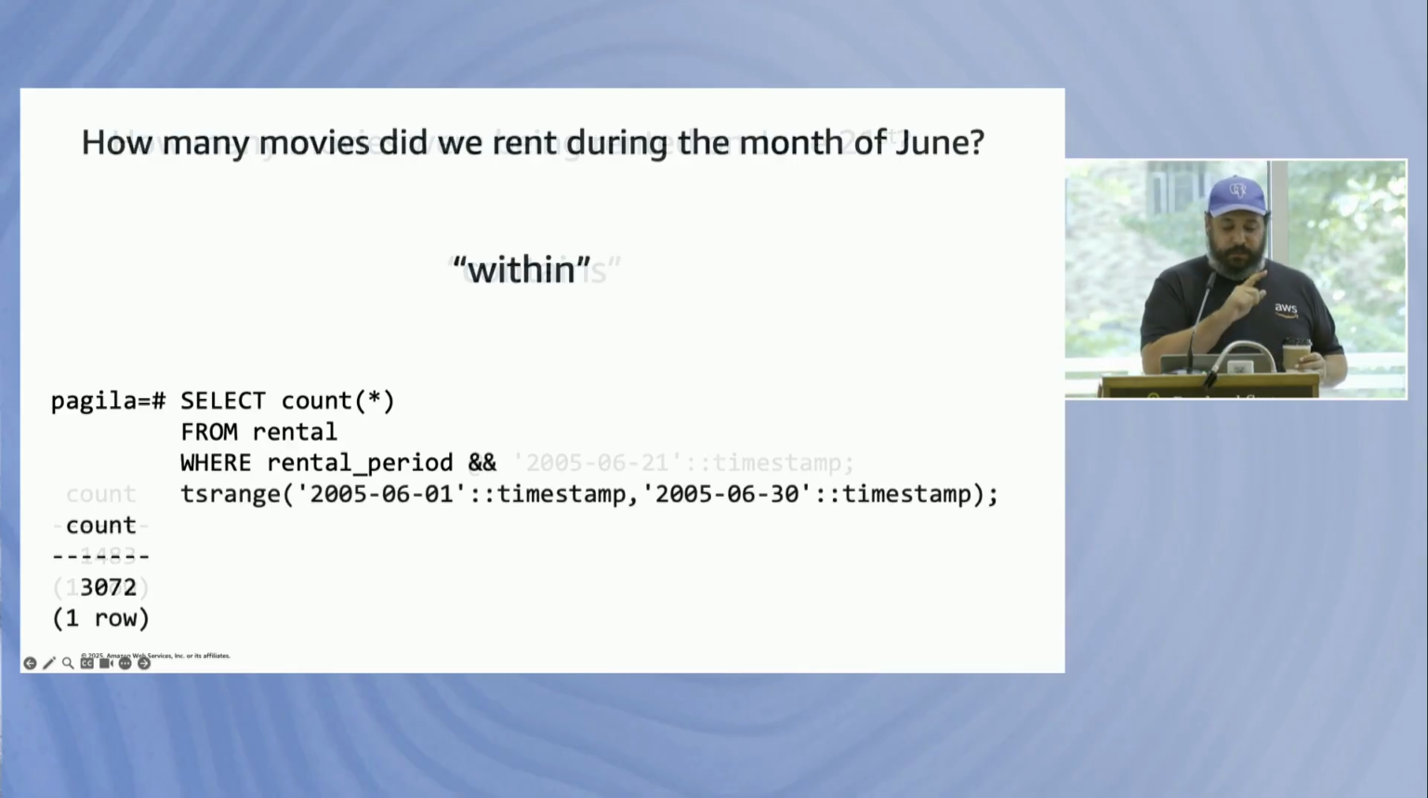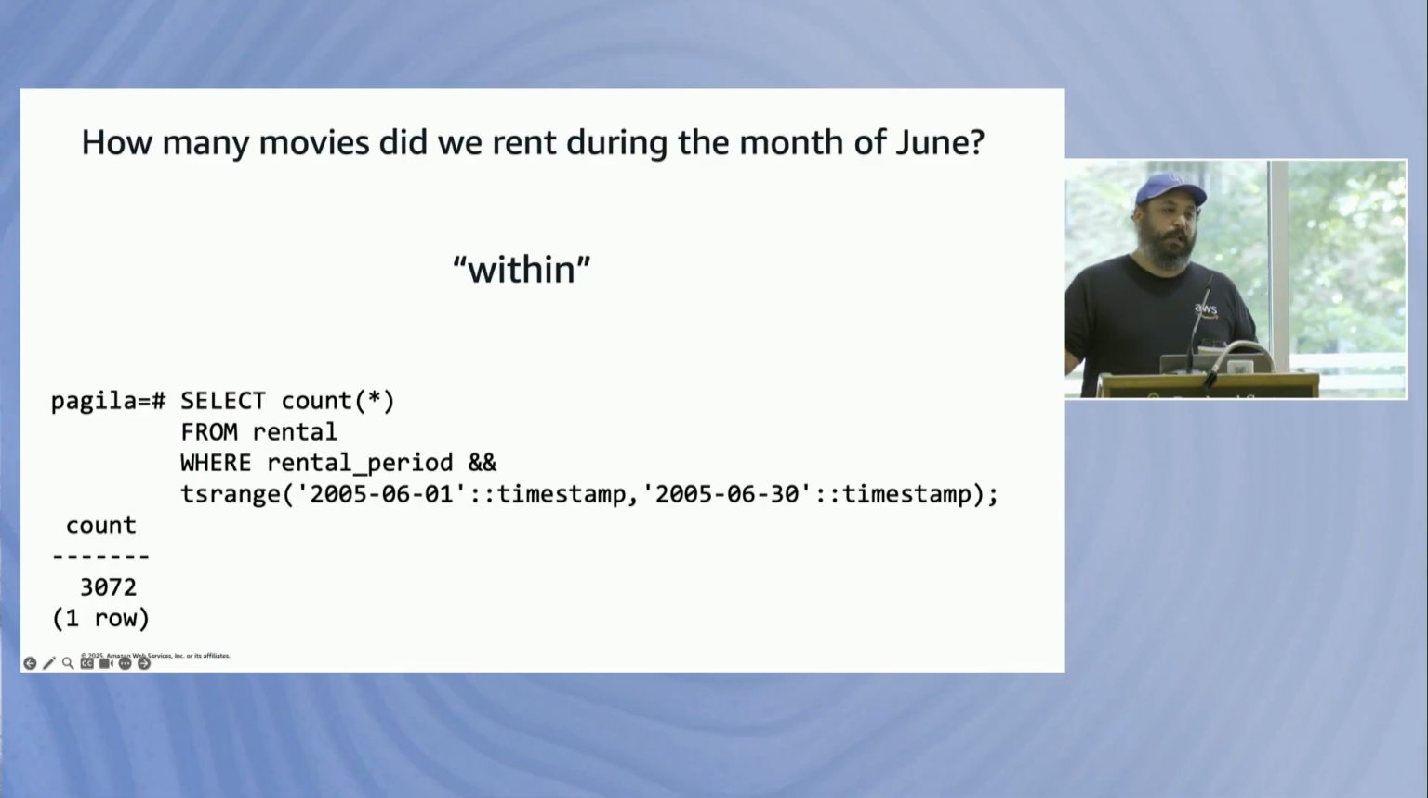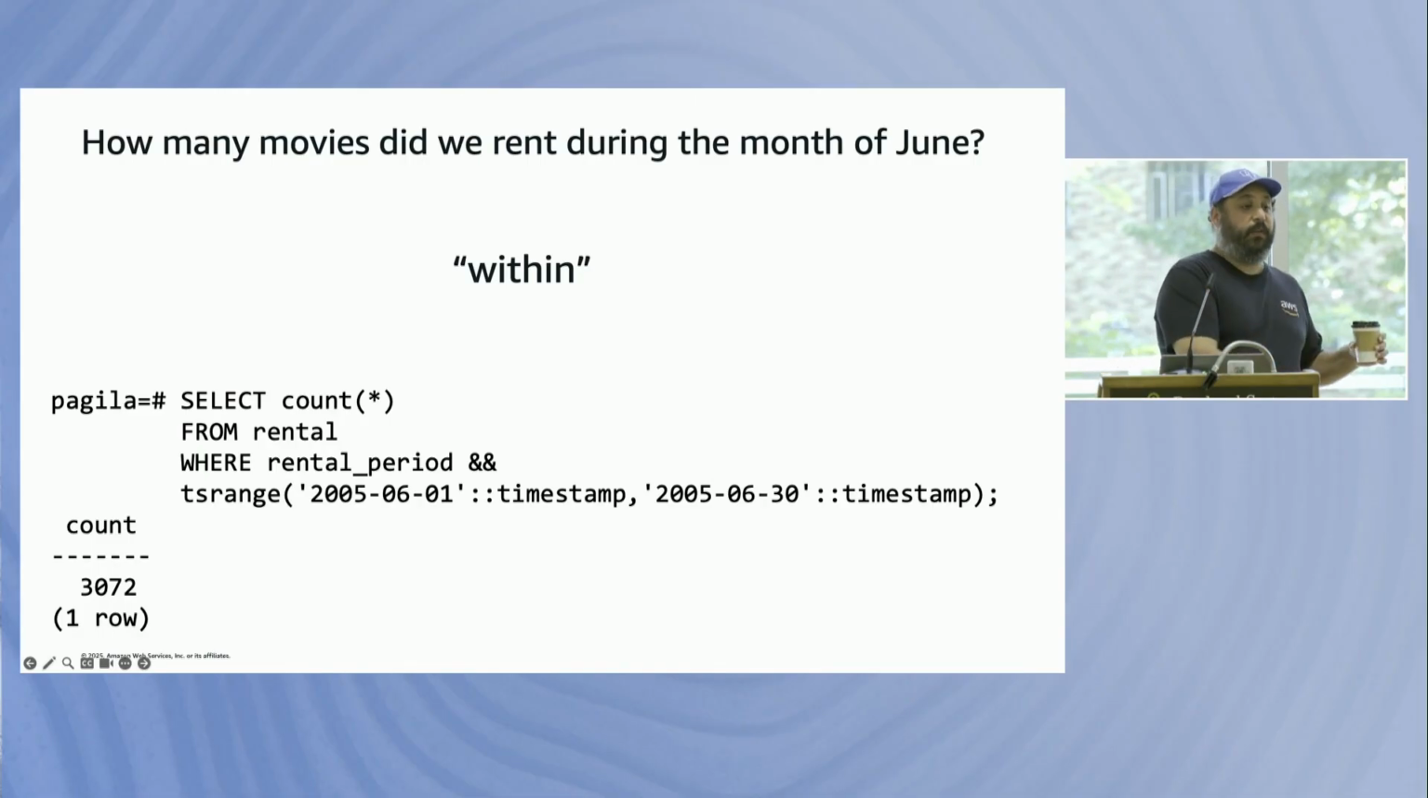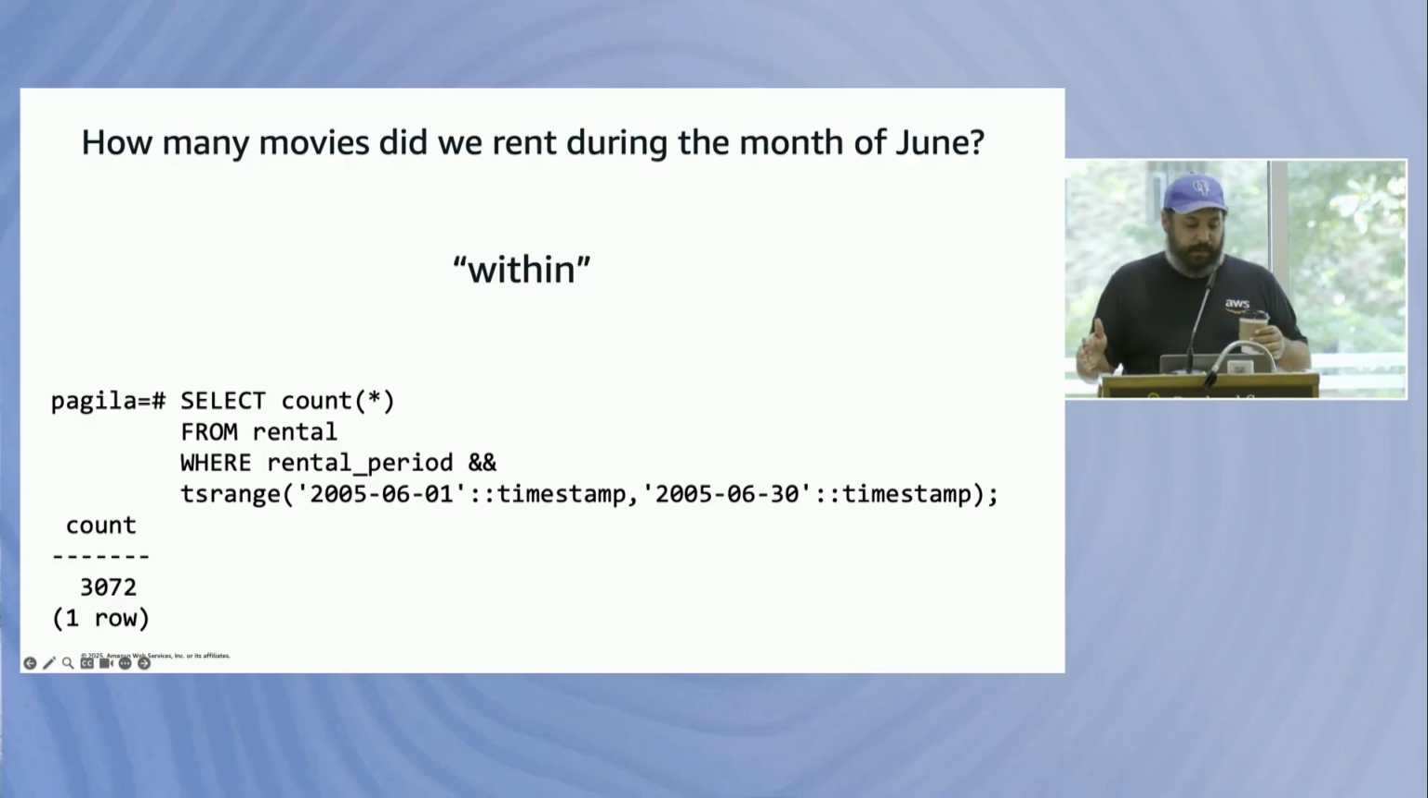We can actually flip this query on its head. If I said, how many movies did we rent during the month of June? And again, I don't care when the rental started or if it ended after the month of June. I just want to know, during the month of June, if a thing was rented, I'd like it to be in the list. So that would be select count from the rental table where rental period, and then that's the double ampersand thing. Again, that's the hardest part to remember.